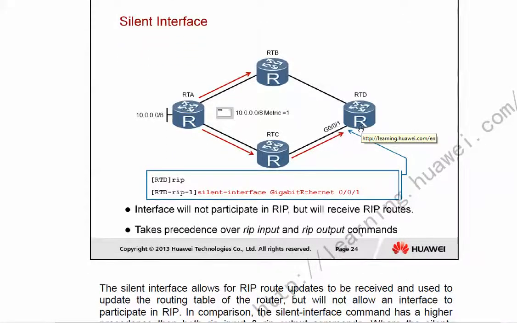Silent interface. So under the RIP, you can silence interface. So basically, the interface will not participate in RIP, but will still receive RIP routes. It has higher priority over the RIP input and the RIP output commands.